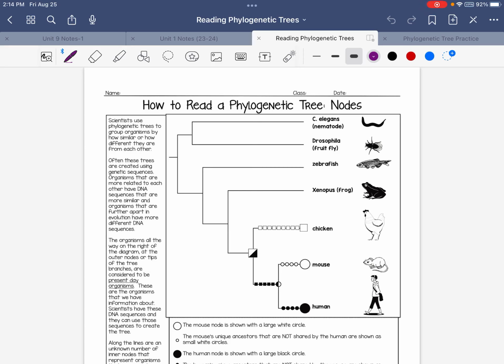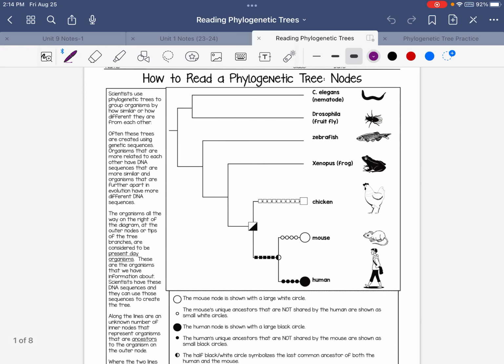So we actually look at their DNA, and organisms that are more related to each other have DNA sequences that are more similar, and organisms that are further apart in evolution have more different DNA sequences. So that helps us identify where they should be on the tree.